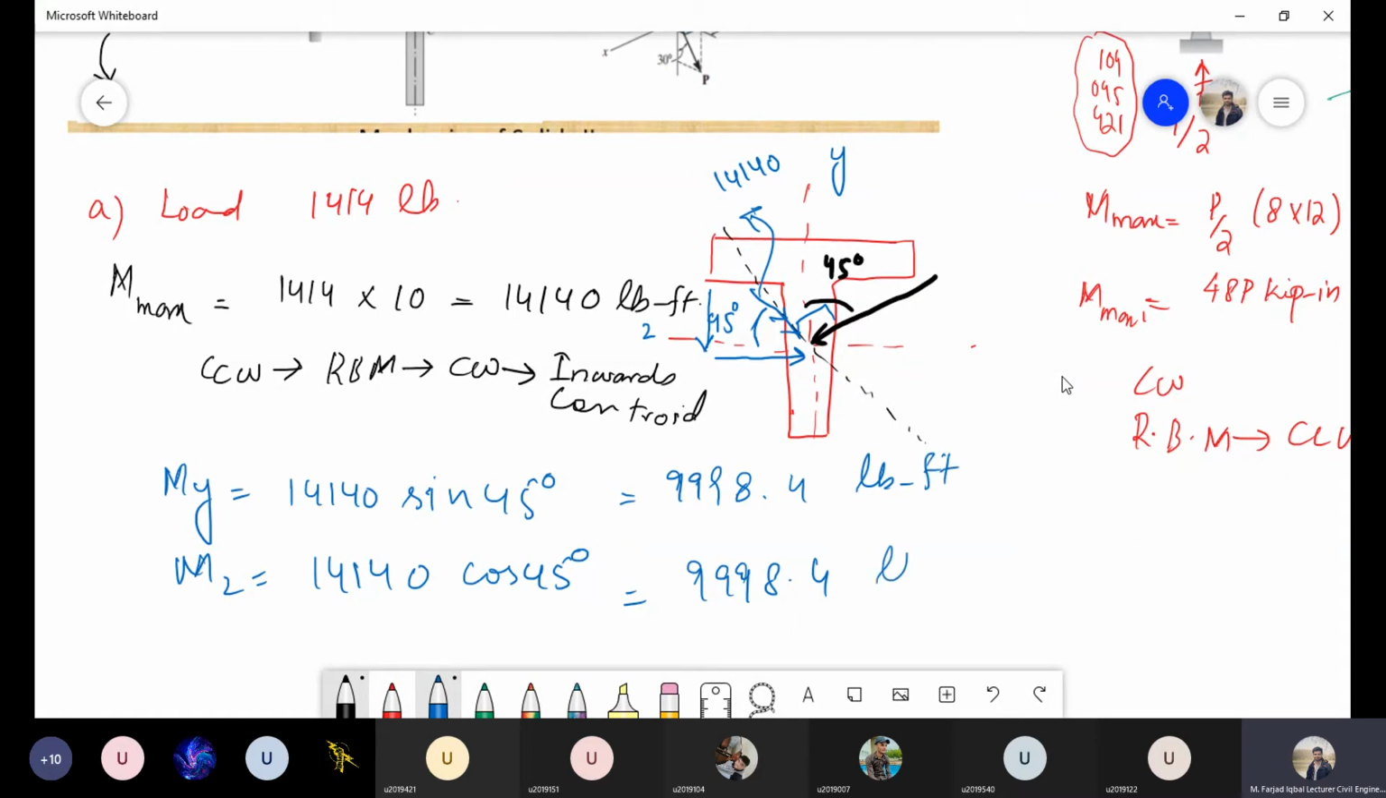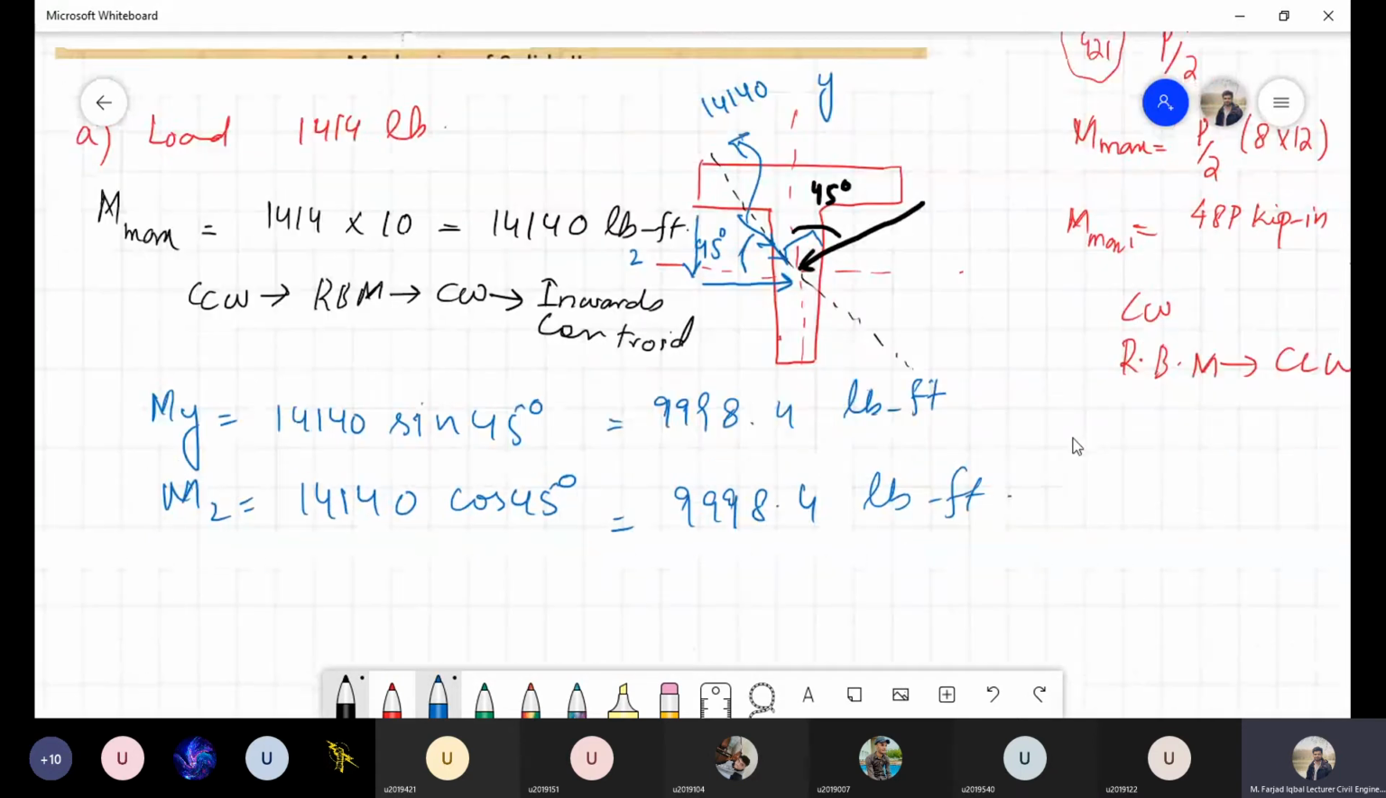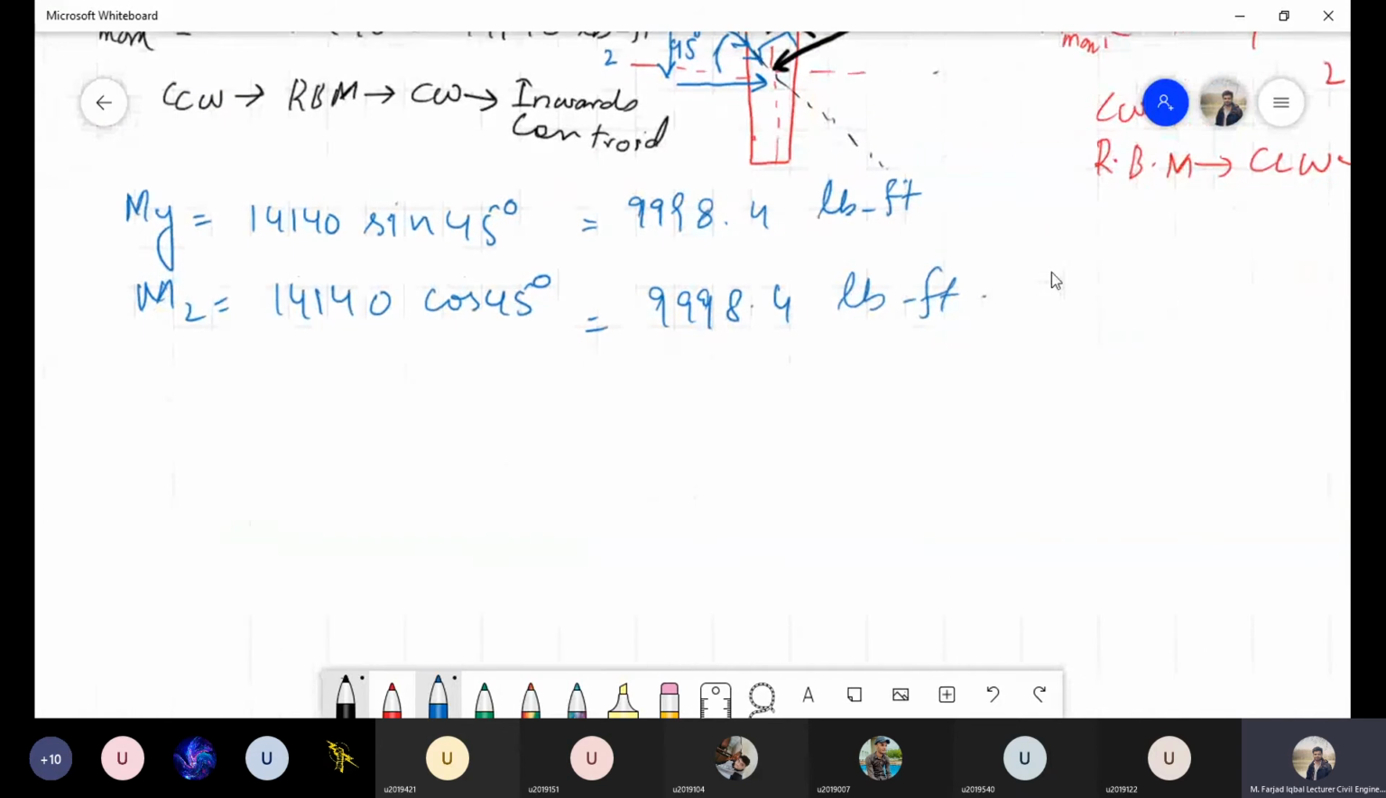Okay, so we have figured out the direction or the moment component due to this 14 load. Now, in the same way, we will figure out the moment component due to 1000 pound. And once we have two components, My and Mz, we can simply add them and we will get the final My and Mz due to the combined effect of both the loadings. So let's just quickly do that. The same practice we have to do for 1000 pound load.